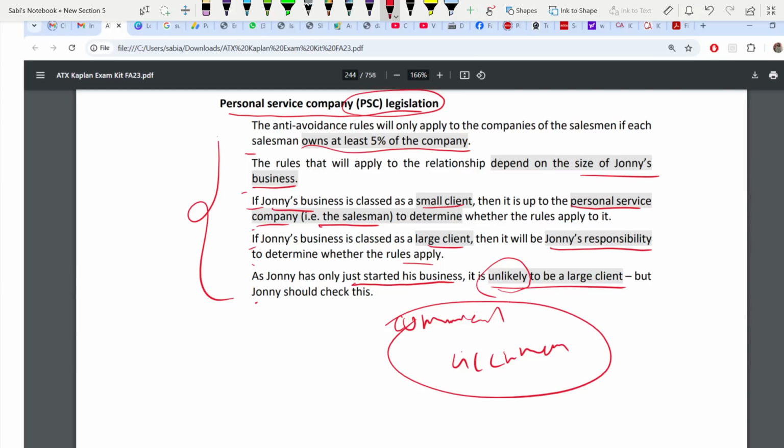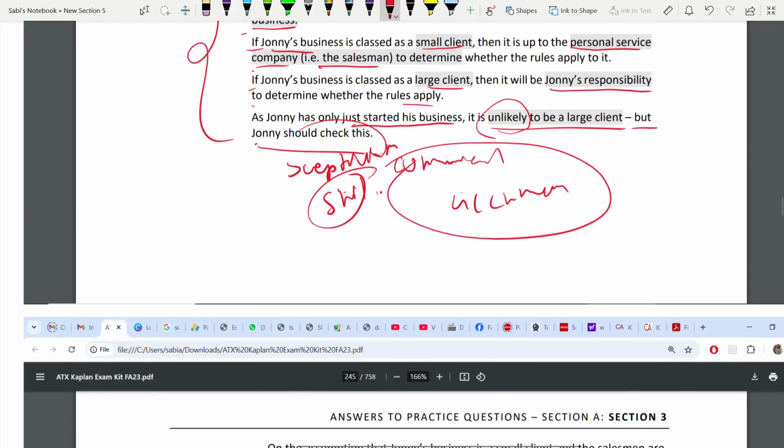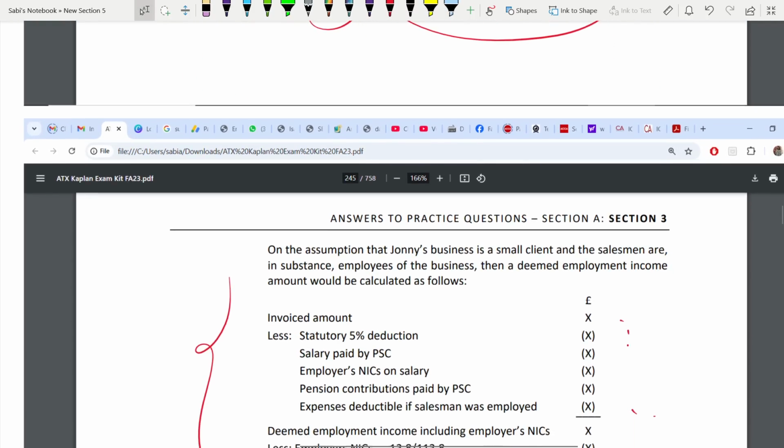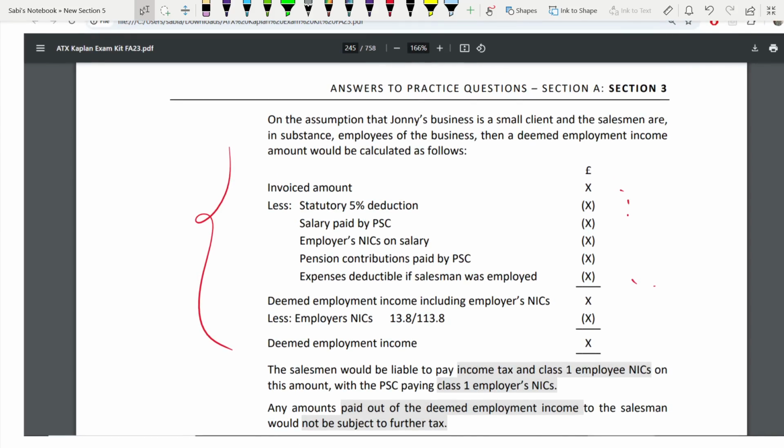So who should check if it's a small client? Johnny should check this. This is the skepticism skill you are showing. You're still doubting whether they are large or small. It's unlikely. But they could be a large client, though the possibilities are less. But still Johnny should check this. Okay. Now, we are assuming they are a small client. Based on that assumption that Johnny's business is a small client, what happens?